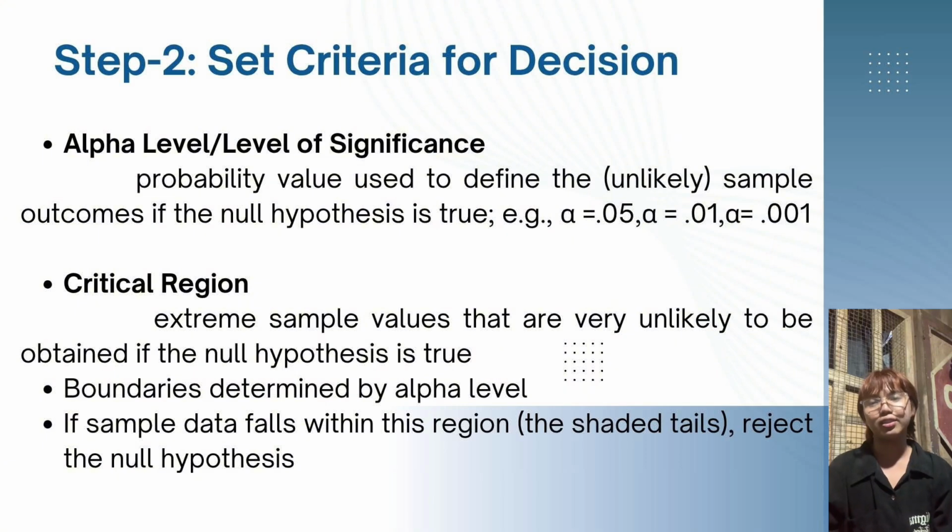The critical region consists of the extreme sample values that are considered very unlikely to be obtained if the null hypothesis is true. The boundaries of this region are determined by our chosen alpha level. If our sample data falls within this critical region, we reject the null hypothesis. Visually, this region is often represented by the shaded tails of a probability distribution.